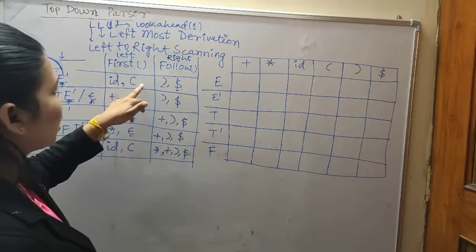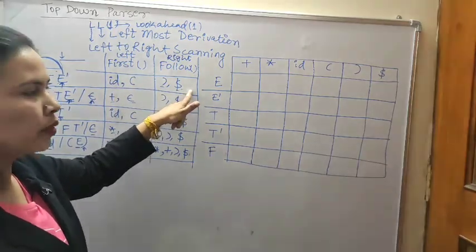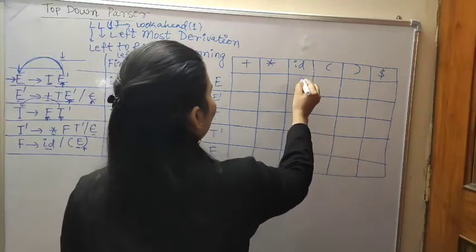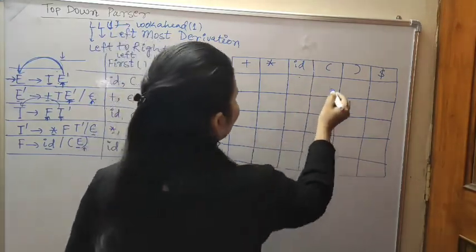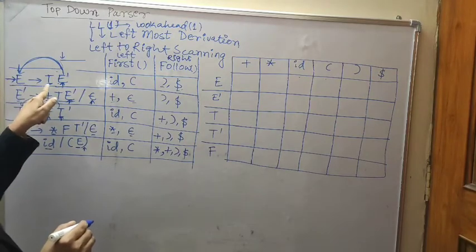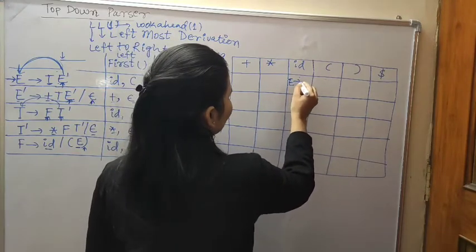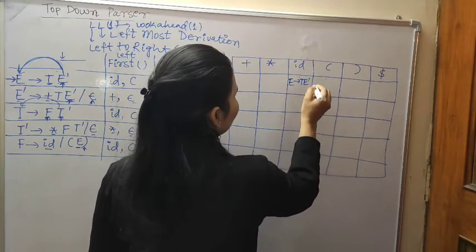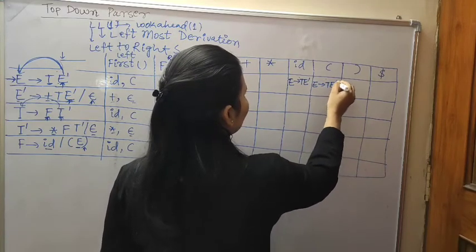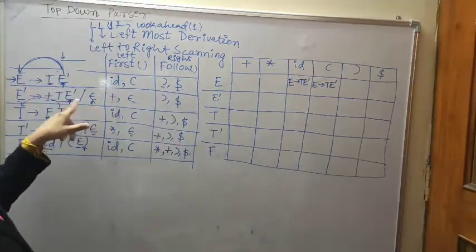The first of E is ID and open braces. Here there is no epsilon, so we will not go to the follow function of E. So in the first function, ID places and open braces places, what is the production rule? E to T E dash. Write down E to T E dash. Okay, this is finished.